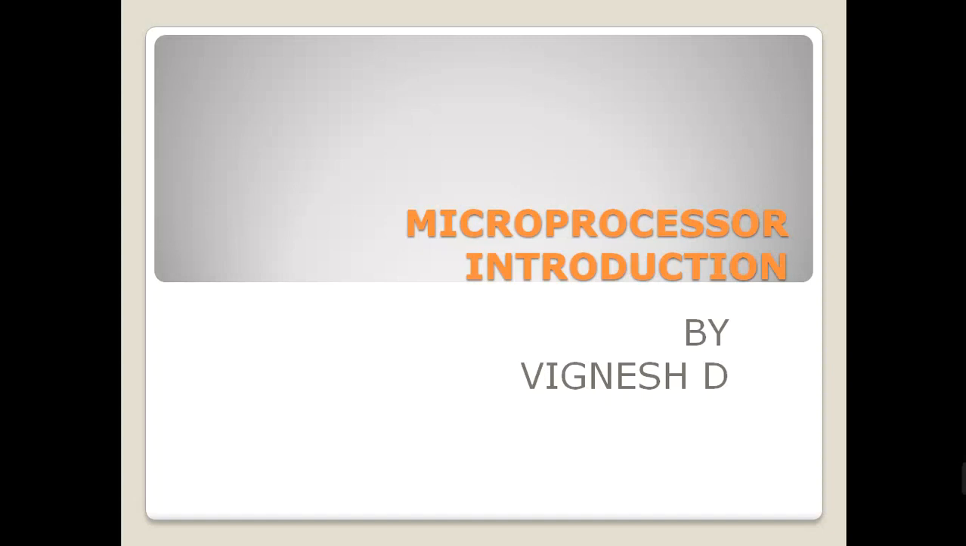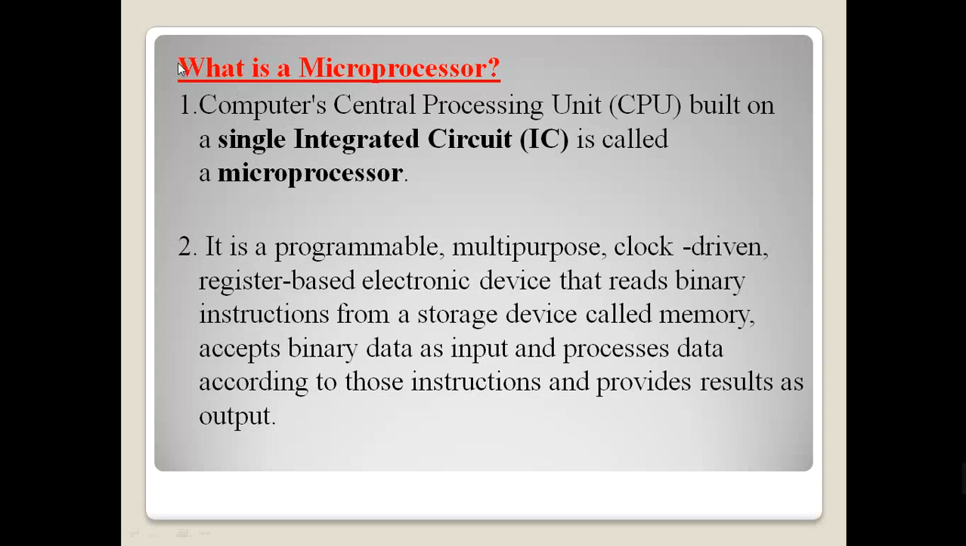Okay, now we are going to see Introduction to Microprocessor. Go to the first slide. First, what is a microprocessor? Simply we call it a single integrated circuit, that is IC, in which a Central Processing Unit, CPU, is built. So this is our first point. A very simple definition.